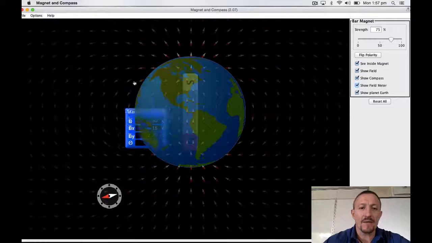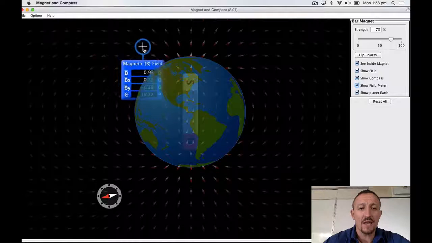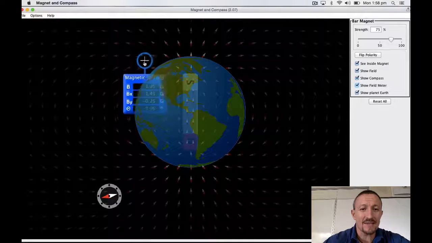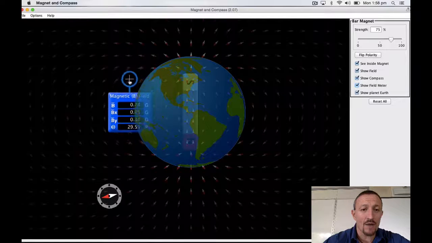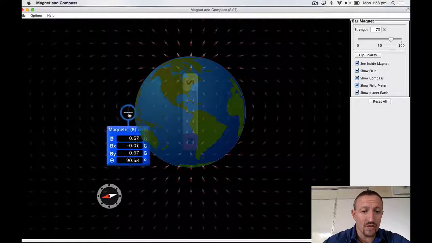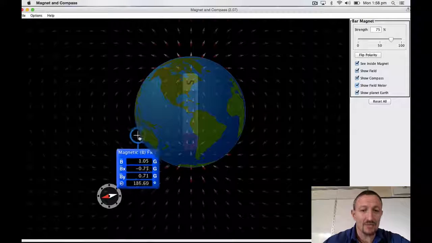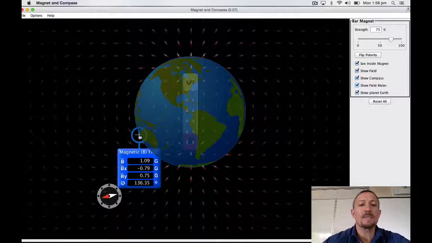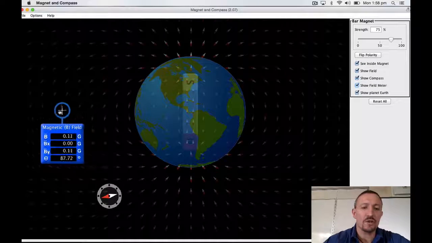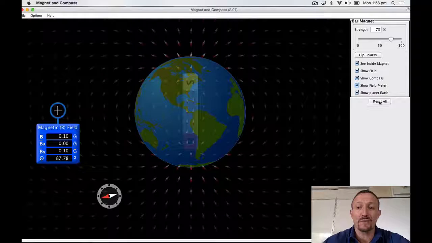If we take the same thing and move it up to the top, we can see it doesn't matter where I place it. In fact, if I place it at the same distance around the planet, we get a similar result. So we can see that the closer we get to the planet Earth, the stronger the magnetic field is going to be.